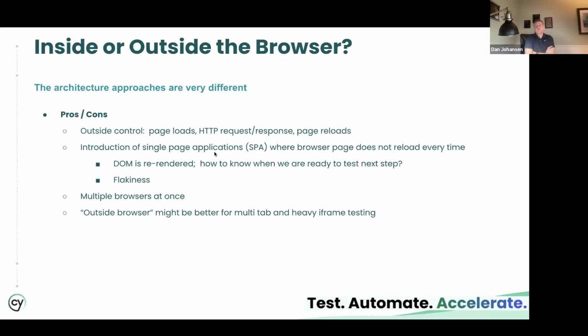One thing about outside the browser is it might be better for multiple tab and for heavy iframe testing. The reason for that is simply you're further away from the browser. If you've got multiple tabs or a big use of iframe, instead of being inside the browser tab with the application, you have more capability to address that. That was one of the things that Cypress had to address, and it's one of the reasons that we introduced a plugin just last year that allows our community to test multi-tab, because up until last year in 2023, multi-tab testing was not a capability of Cypress being inside the browser.